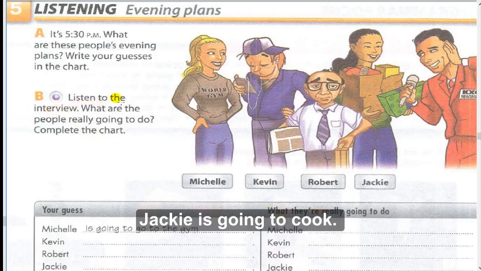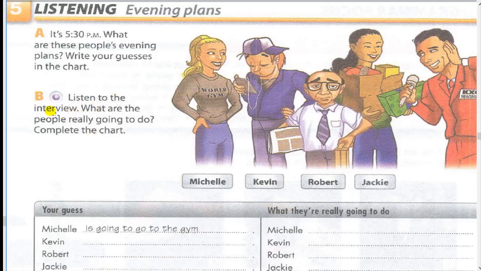B, listen to the interview. Interview. An American will say interview. What are the people really gonna do? Complete the chart. What are they going to do? Listen and repeat. What are they really gonna do? Evening plans. Part B. Listen to the interview. What are the people really going to do? Complete the chart.